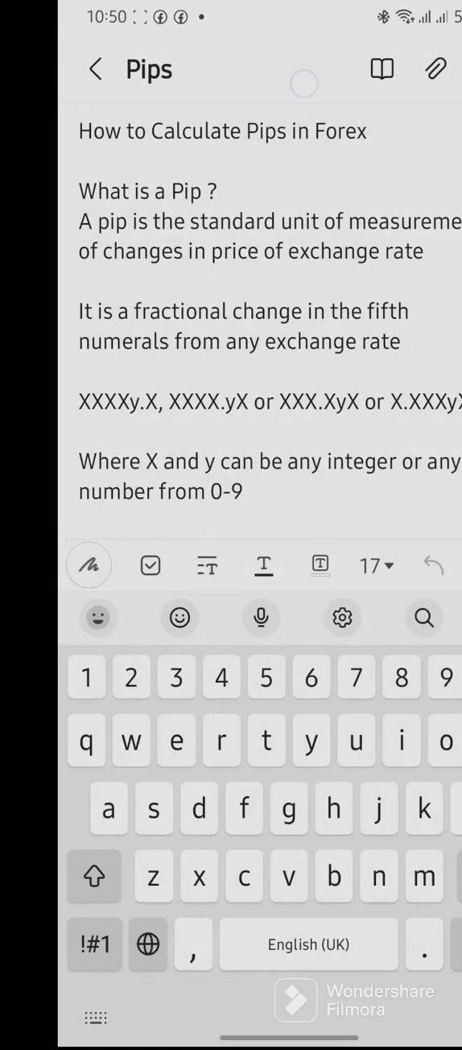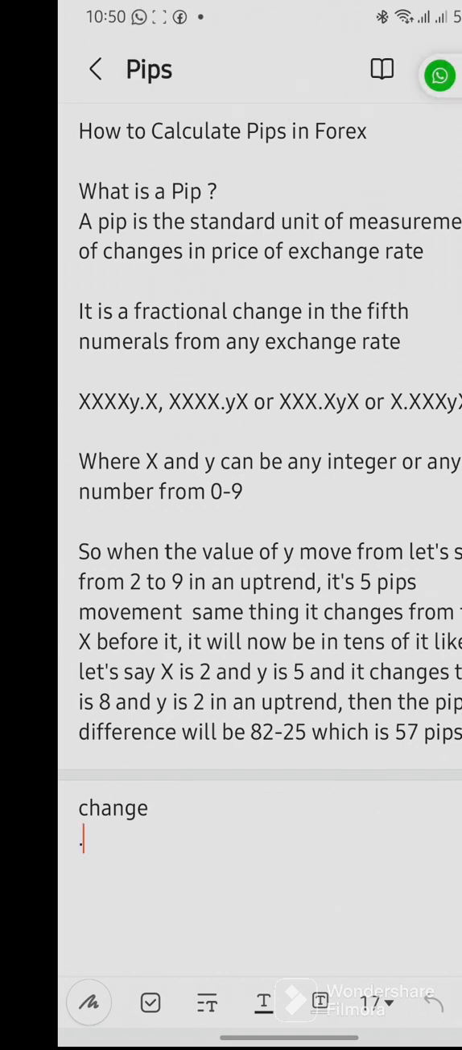A video on how to calculate pips in the foreign exchange market. Now I want to explain how to calculate a pip in the foreign exchange market.